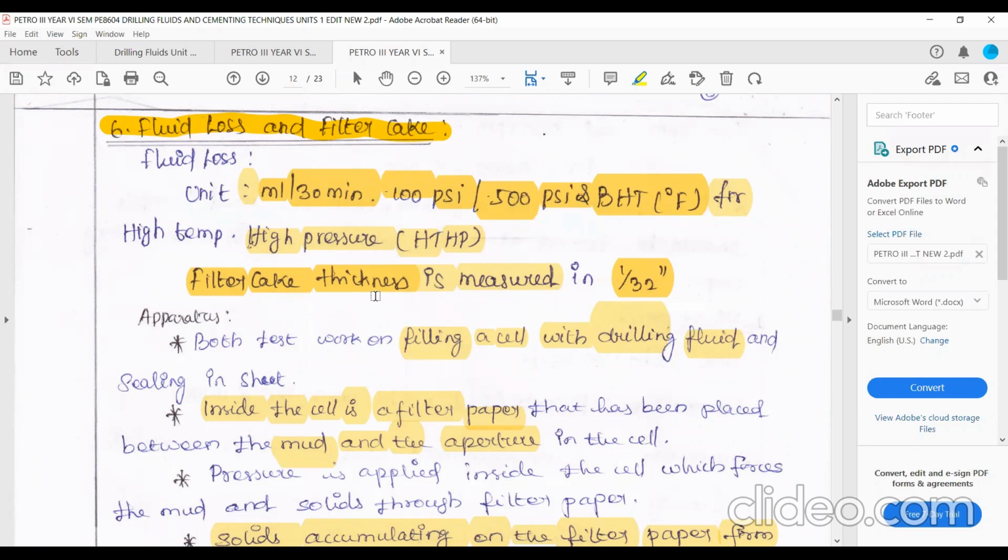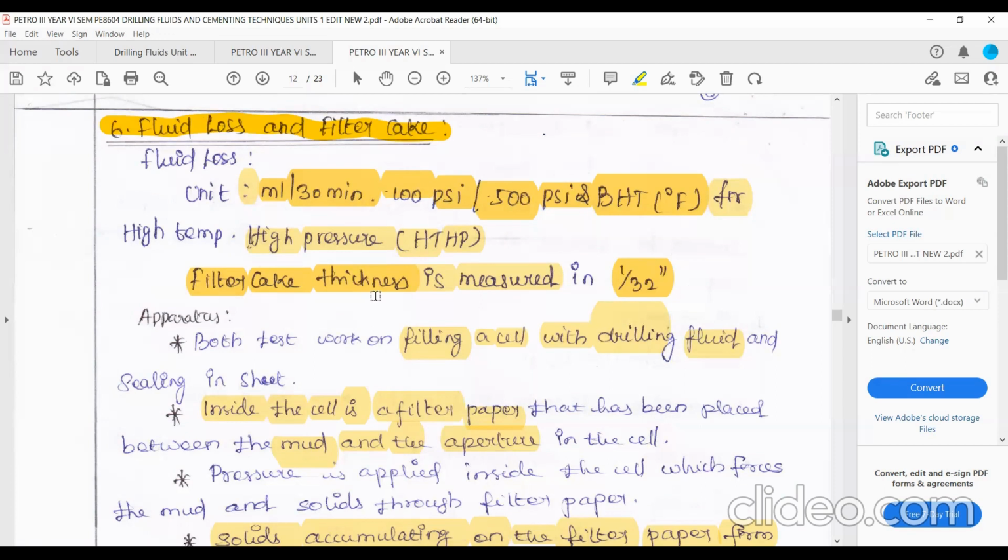Once you fill the cell with drilling fluid, and inside the cell you'll be placing a filter paper, you'll apply the drilling fluid on top of it with pressure or without pressure. It's up to you when you perform the HPHT conditions with pressure. If not at normal, you close it and then you leave it to atmospheric pressure or high pressure condition.